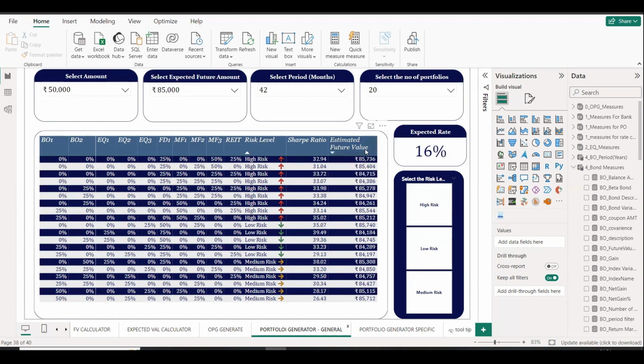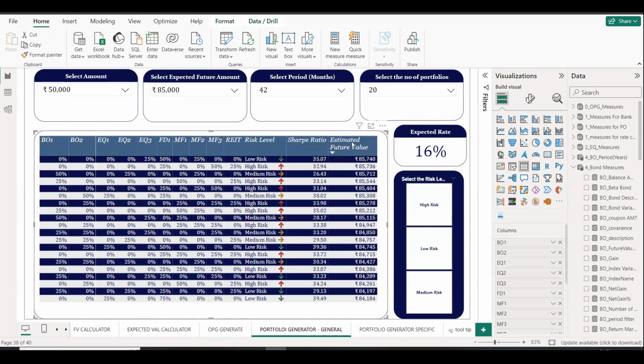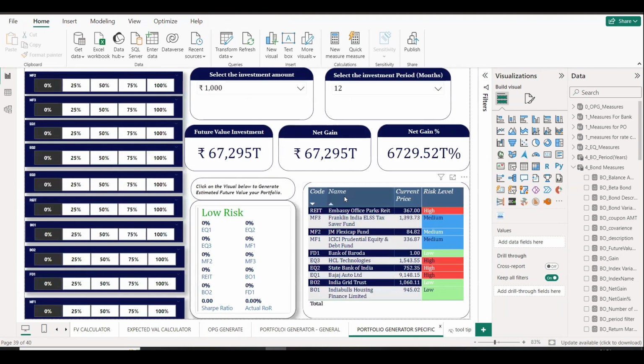So if I just go to the next page, you can see this is the code that I've given for each of the investment option I've selected for creating a portfolio. And you can also see the risk level of each investment. So I have taken top 10 from all the investment options. Here you can see I have selected rates, I have selected mutual funds, I have selected banks, I have selected stock, and I have selected bonds as well.